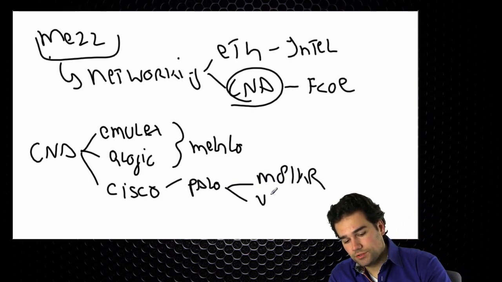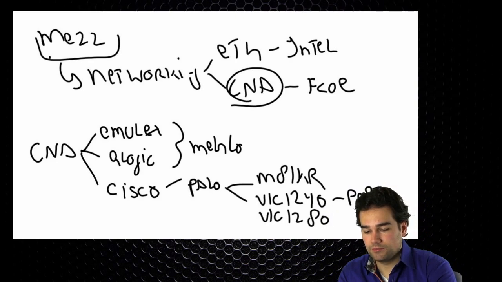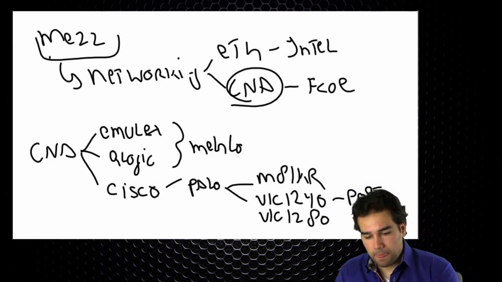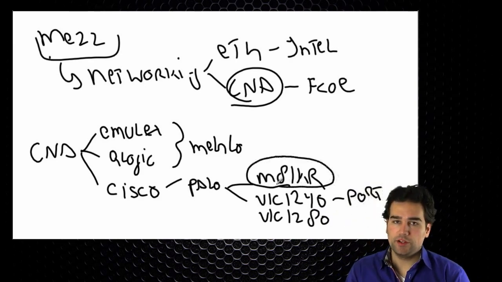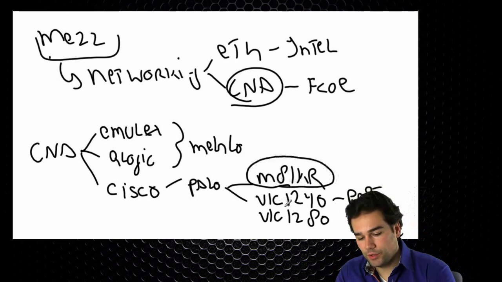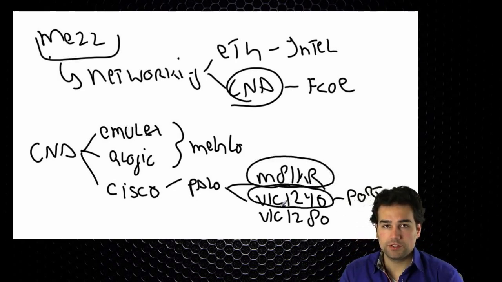But there are more. There's also a VIC 1240 and a VIC 1280. And for the VIC 1240, I can also buy a port extender, or port expander, I think. So again, a lot of options. In the first release, this was the Palo card. So the M81KR was the Palo card. But it could very well be that your B200 M2 or M3 blades are equipped with that newer VIC 1240 card. And there are some changes in that.